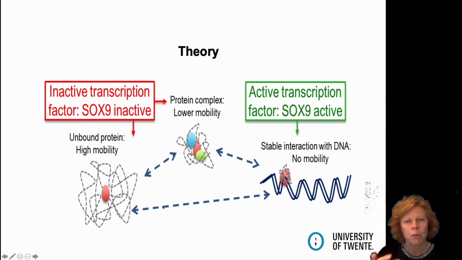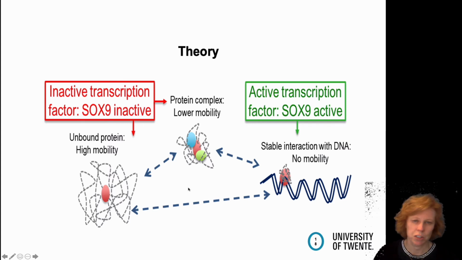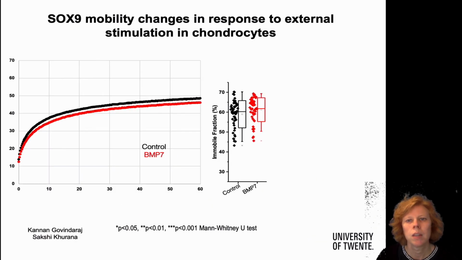So we therefore always compare a steady state unstimulated cell FRAP rates with a state in which we stimulate the cells with some kind of factor, either an activating factor for SOX9 or an inhibitory factor. So to illustrate the types of changes in transcription factor mobility we can measure with FRAP, I show some examples of changes in SOX9 mobility in response to various extracellular factors.